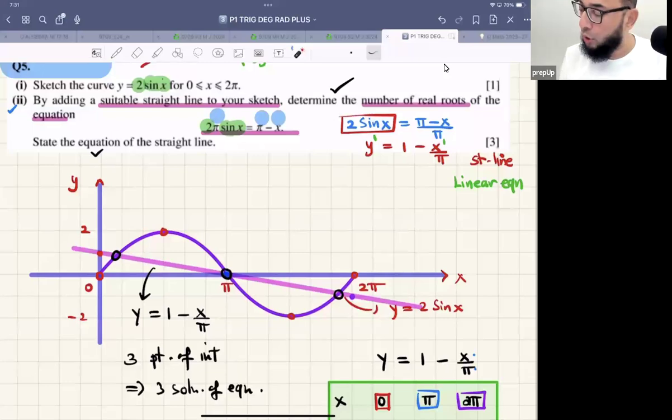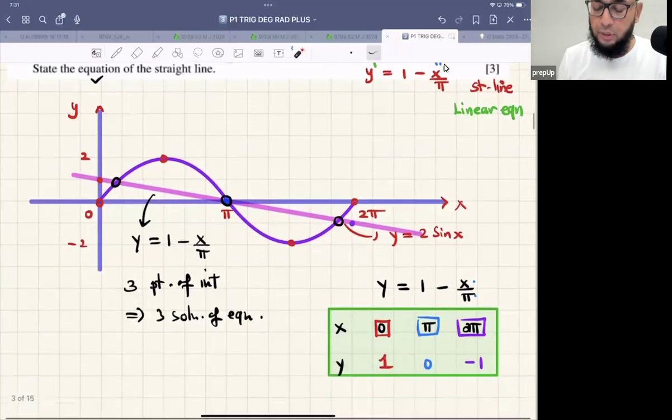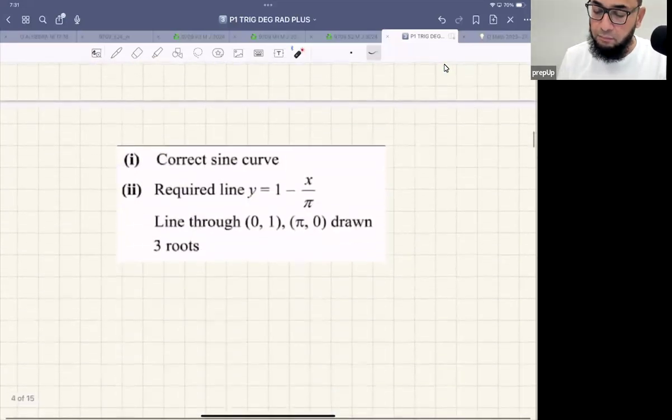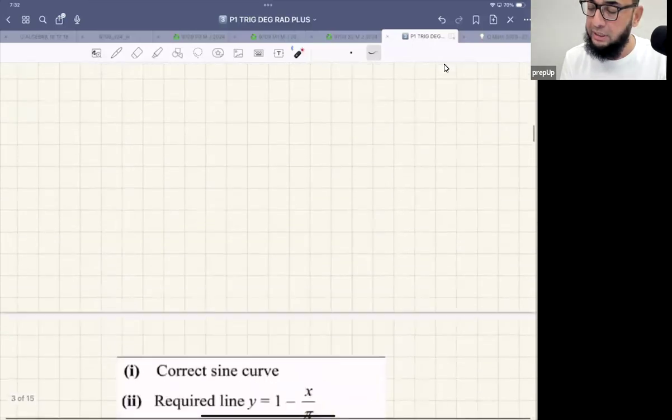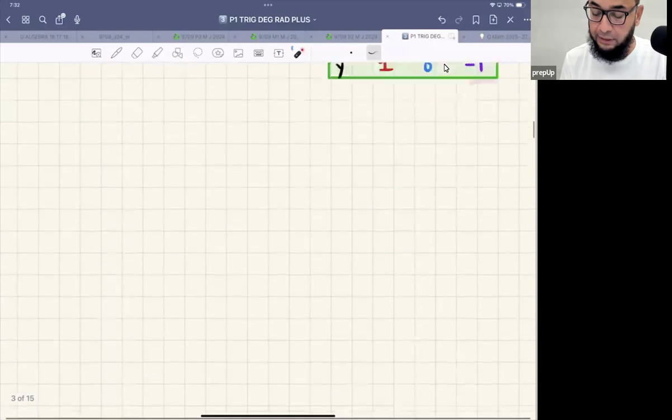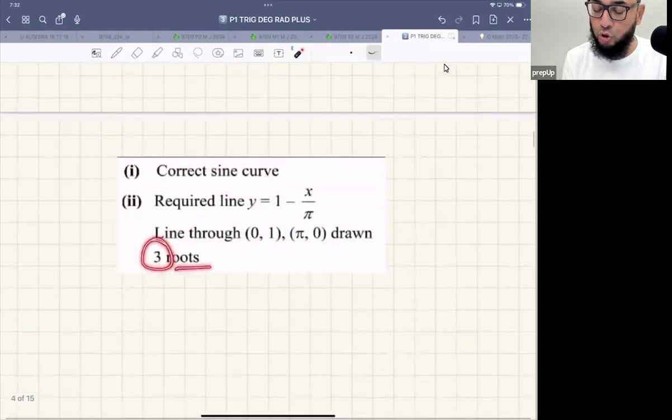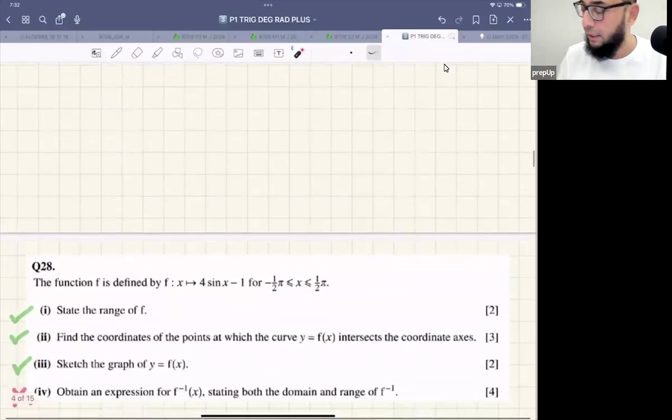I hope this is all good, all clear. So let me move ahead. Correct sine curve. The required line passes through these 3 points, and they have put in 2 points. I have put in 3 points. And there are 3 roots of this equation, 3 solutions. So that's how this question is done.